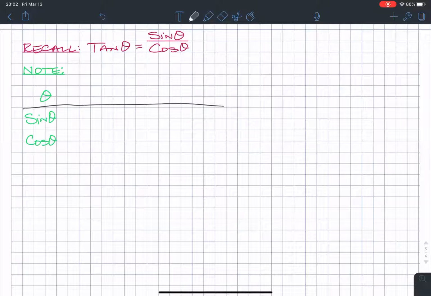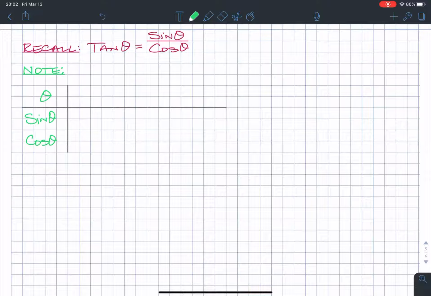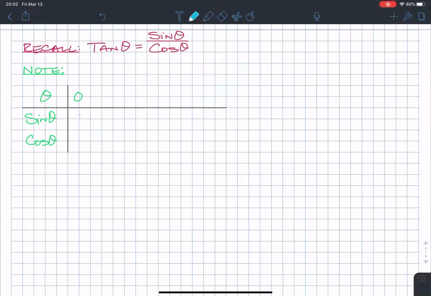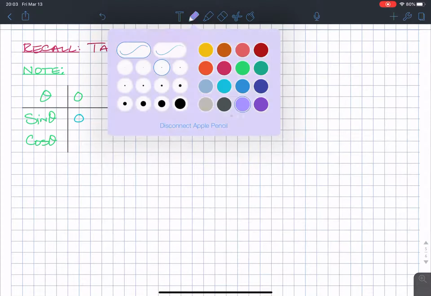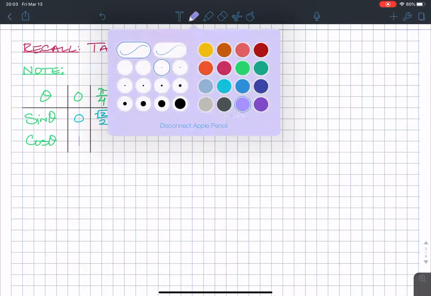But I'm just going to plot a few points. So let's plot theta equal to 0 radians. So sine of 0, the y-coordinate is 0, whereas cosine of 0, the x-coordinate is 1. Now let's go on to pi over 4 radians, or 45 degrees. We know that sine and cosine are the same. They're both root 2 over 2.